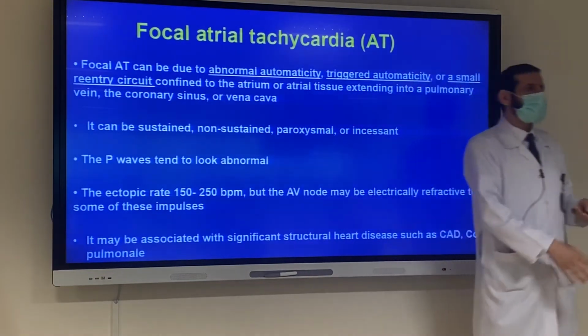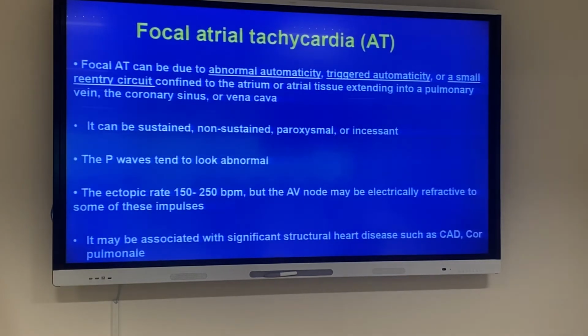The most important thing is to make sure there is a P wave. The P wave morphology is different from the sinus P wave, so we are dealing with atrial tachycardia. On the ECG, could it be junctional tachycardia? Excellent question. So why is it not junctional? Because there's a P wave.